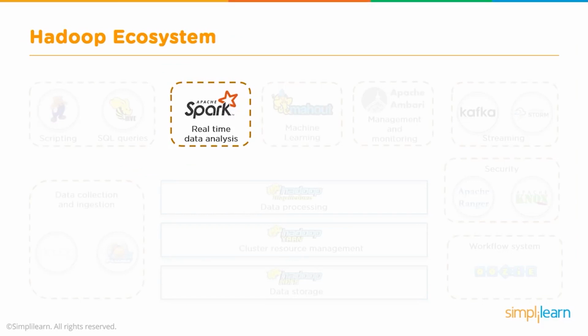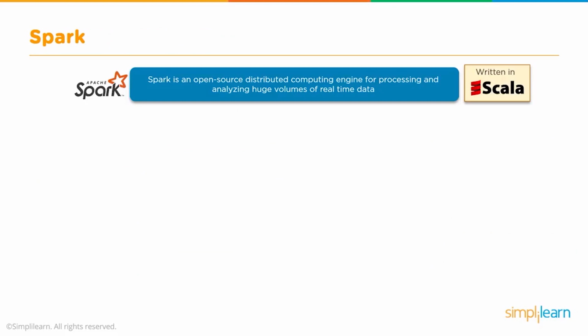So Spark, real-time data analysis. And I told you Spark is its own animal. So we're going to touch very little on Spark as far as how big and robust it is. But we're going to talk a little bit about Spark. Spark is an open source distributed computing engine for processing and analyzing huge volumes of real-time data. So it runs 100 times faster than MapReduce.